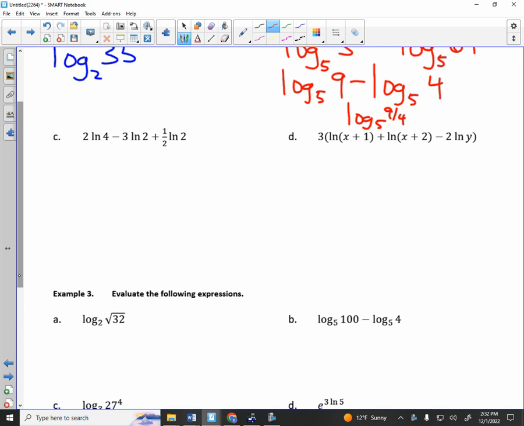Okay. You've seen a nice example. Try letter C on your own. So you can get C. Okay. Let's see where you're at.